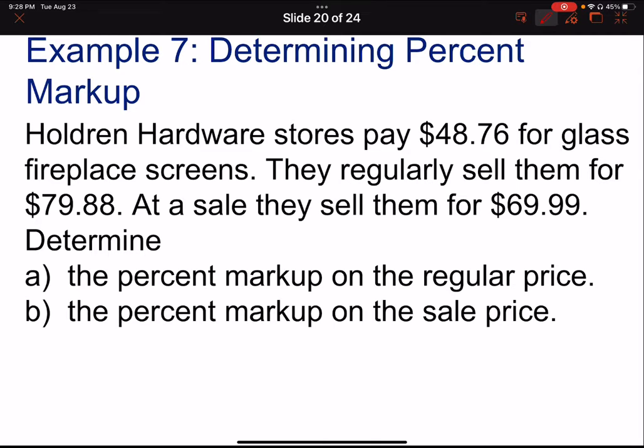Okay, so let's see this. Holdren hardware stores pay 48.76 for gas fireplace screens. They sell them for 79.88 regularly, and at a sale, they sell them still higher than their cost, at 69.99. We want to determine the percent markup on the regular price and also the percent markup on the sale price. Okay, this also should be straightforward.